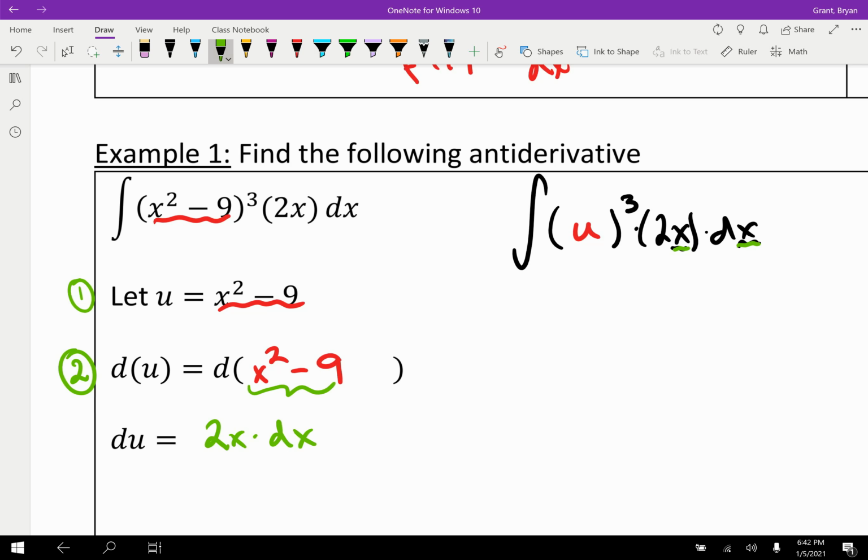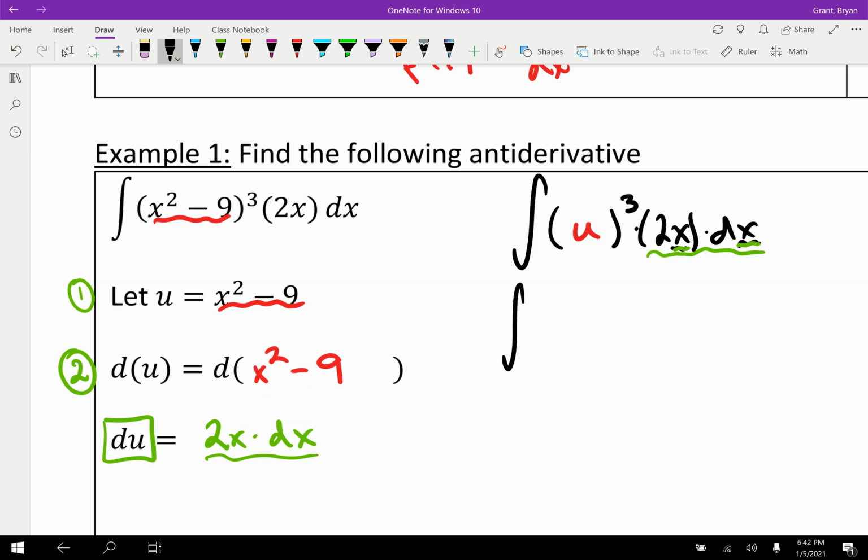Now, how does that help? Well, we have 3 different factors here, 1, 2, 3, and we need to compare and see what this looks like in the original function. Well, I see 2x dx. Oh, look. I coincidentally see 2x dx over here, don't I? Cool. So can't we replace 2x dx with du? It says du is equal to that, doesn't it?